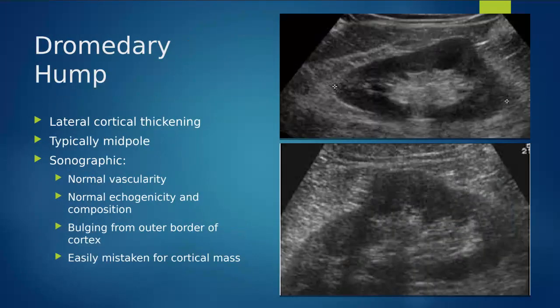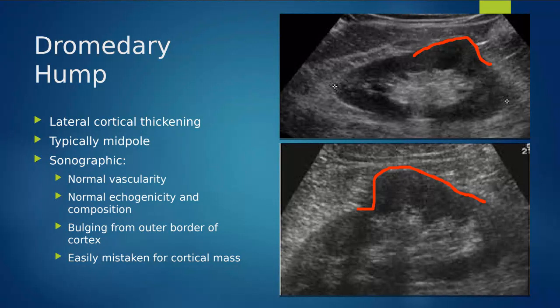Next, we have our dromedary hump, so very similar to a column of Bertin, but instead of that cortex extending inward into the kidney, it is now extending outward, and it's causing that camelback type of hump, right? So we can see this bulging of the surface in both of these images. These are classic appearances of a dromedary hump. Again, very common for us to see this on ultrasound, and we don't want to confuse this for pathology.